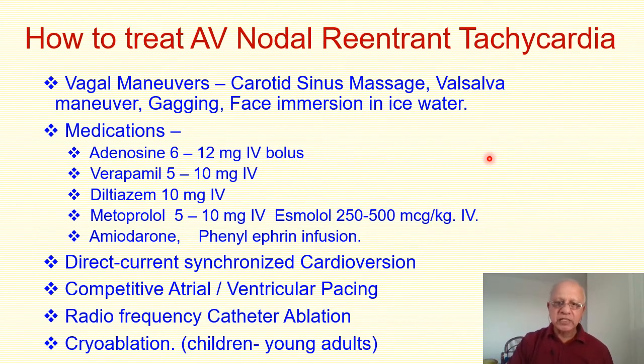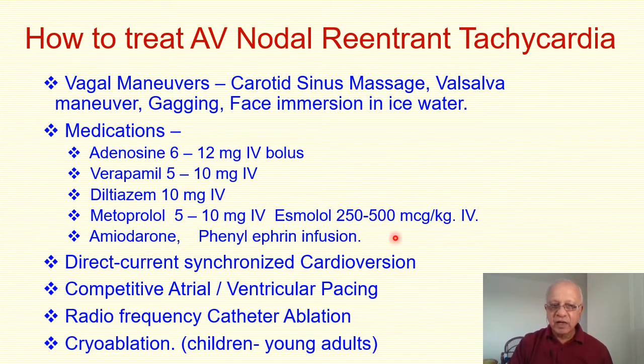Now, there are medications which you can use. You can give a fast bolus of 6 to 12 milligram of adenosine, 5 to 10 milligram of verapamil, maybe over a few minutes, diltiazem intravenous 10 milligram, metoprolol 5 to 10 milligram, or esmolol 250 to 500 micrograms per kilogram body weight, all given intravenously. Amiodarone can be given but is not usually employed.